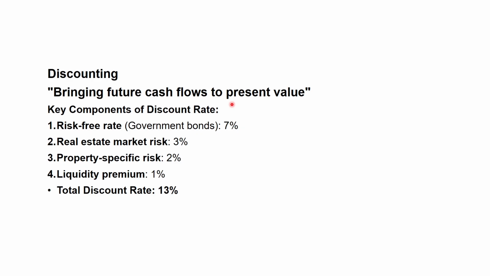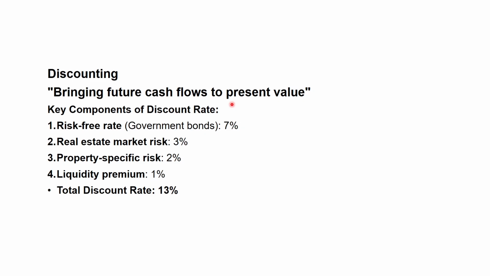First, the risk free rate, currently around 7% based on government bond yields. This can also sometimes be taken as deposit rates of banks. So, there can be different thought processes behind it, but government bonds are again the safest. So, risk free rate currently around 7%, that is there. Then we have real estate market risk premium of about 3%, because real estate is riskier than government bonds.